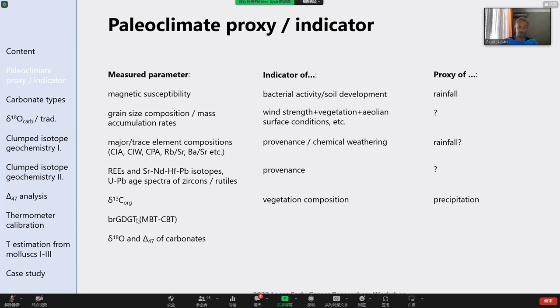And the last two, these are bacterial lipid-based indices like MBT and CBT, and the oxygen and clumped isotopic composition of carbonates. These are temperature proxies because we have proper calibrations for these. So in my view, this is the major difference between the proxy and the indicator: the proxy means that we have a specific transfer function and we can quantitatively reconstruct a specific meteorological parameter in the past.